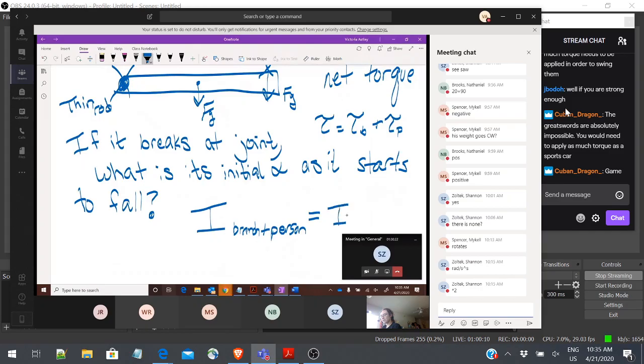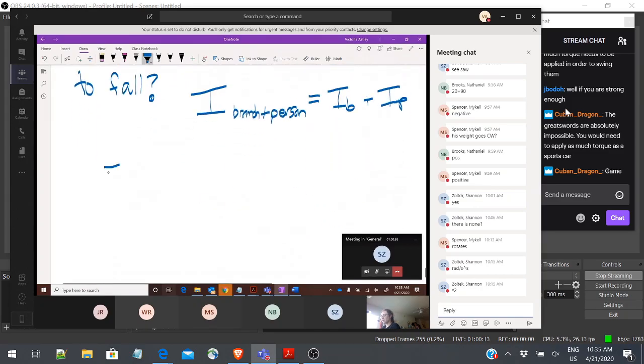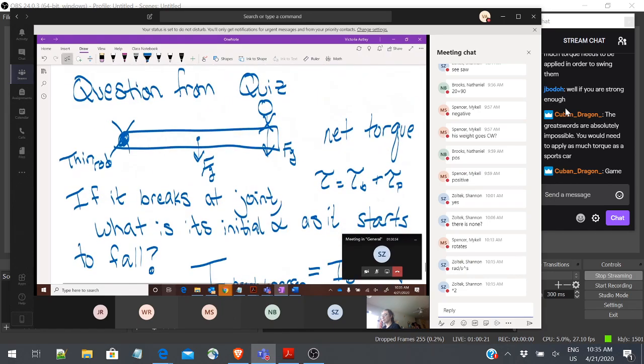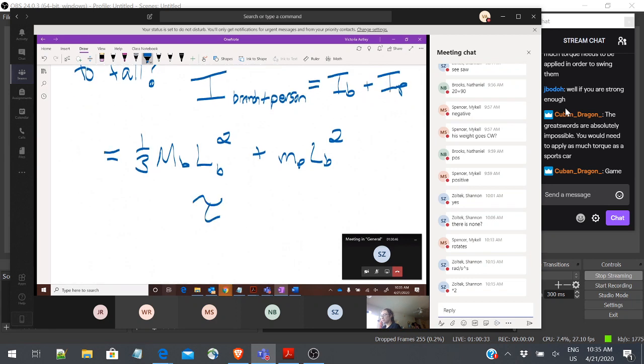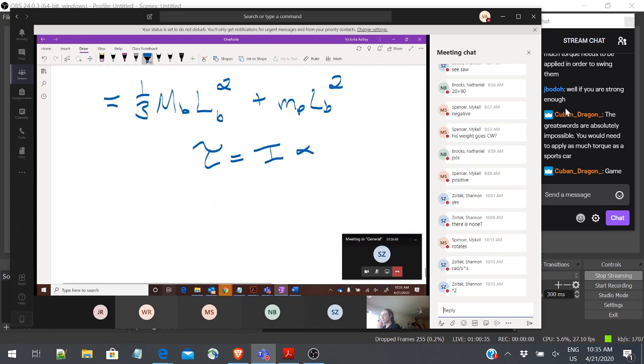So this is I branch plus I person. So this is going to be 1/3 mass of the branch, length of the branch squared, plus for the person, I'm going to treat them just like a blob. So it would be the mass of the person times their distance, which in this case is the length of the branch squared. And then I would do tau equals I alpha. This number is going to be in Newton meters. This number is going to be in kilogram meter squared. That's a super weird unit.